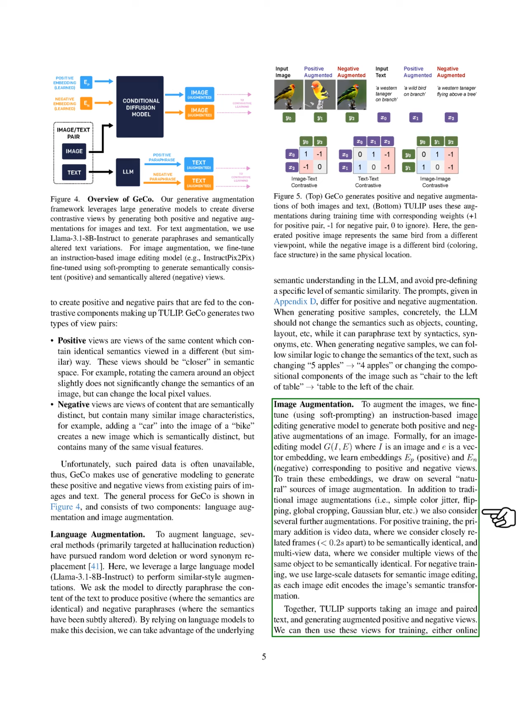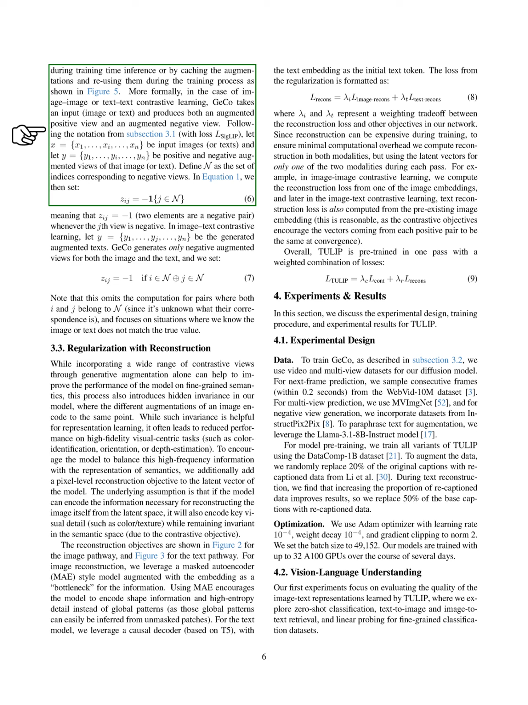Our approach, TULIP, allows us to take an image and its paired text to generate both positive and negative augmented views. We can use these views for training either during the training process or by caching them for later use. In contrastive learning, our model takes an input, image or text, and produces both an augmented positive view and an augmented negative view. We define sets of indices for negative views and establish relationships between the views based on whether they are negative pairs.